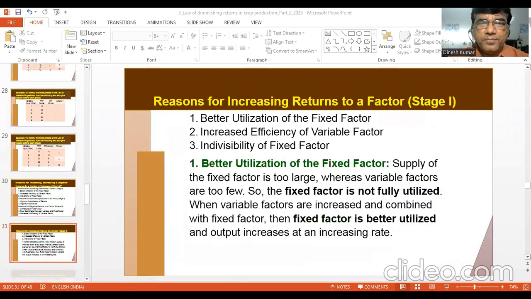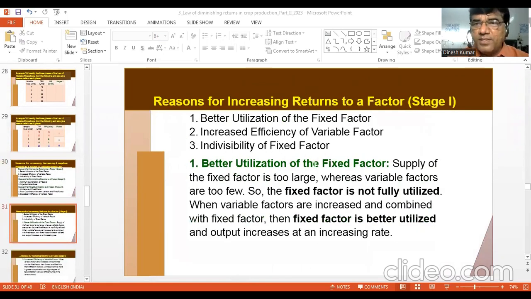Now you see in the first phase, better utilization of the fixed factor. Therefore, increasing marginal return. Supply of the fixed factor is too large here. Sufficient is there, whereas variable factors are too few. So the fixed factor is not fully utilized here. When variable factors are increased and combined with fixed factor, then fixed factor is better utilized and output increases at an increasing rate.